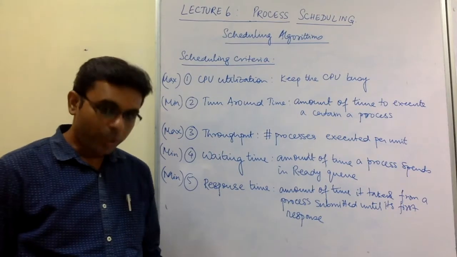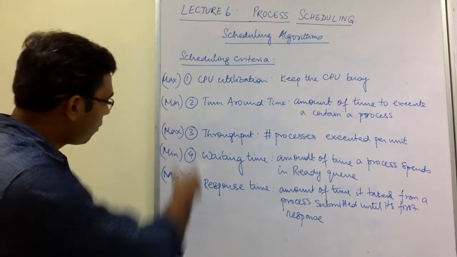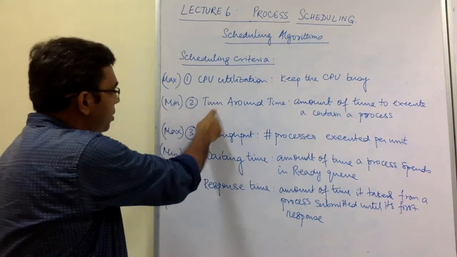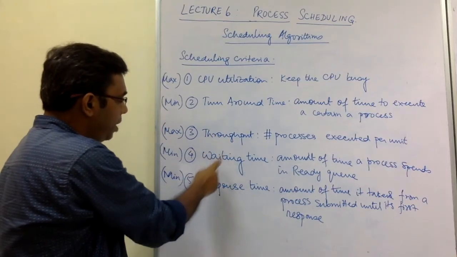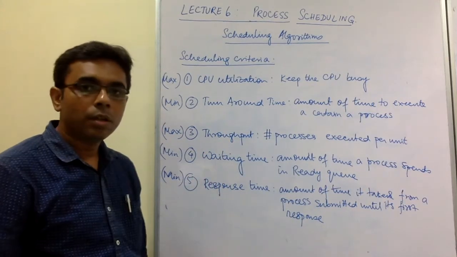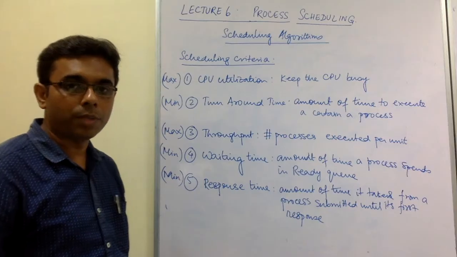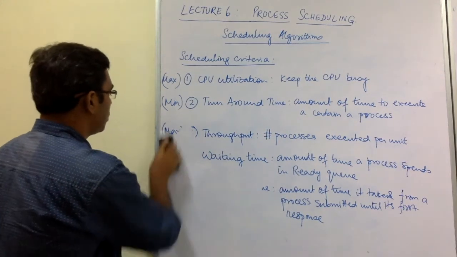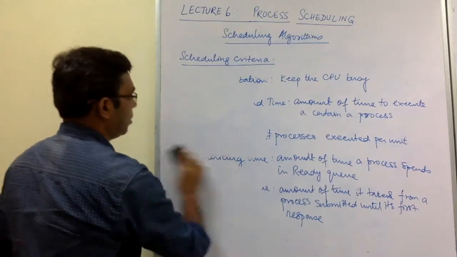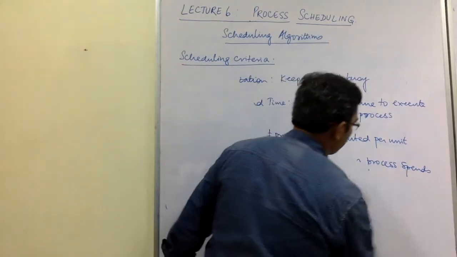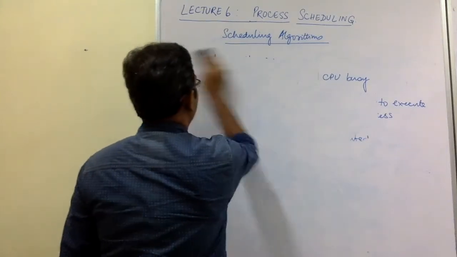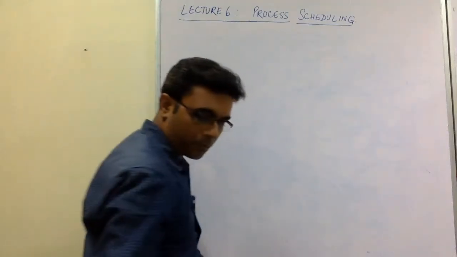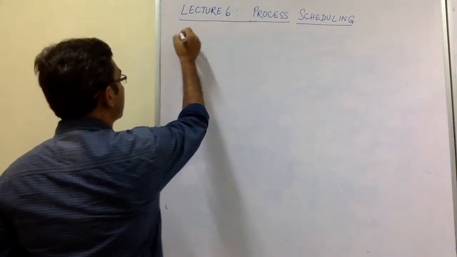So with these 5 scheduling criteria: maximum CPU utilization, minimum turnaround time, maximum throughput, minimum waiting time, and minimum response time, we'll see how different scheduling algorithms perform. So let's begin with the first one. The first algorithm that we are going to talk about is called first come first serve.